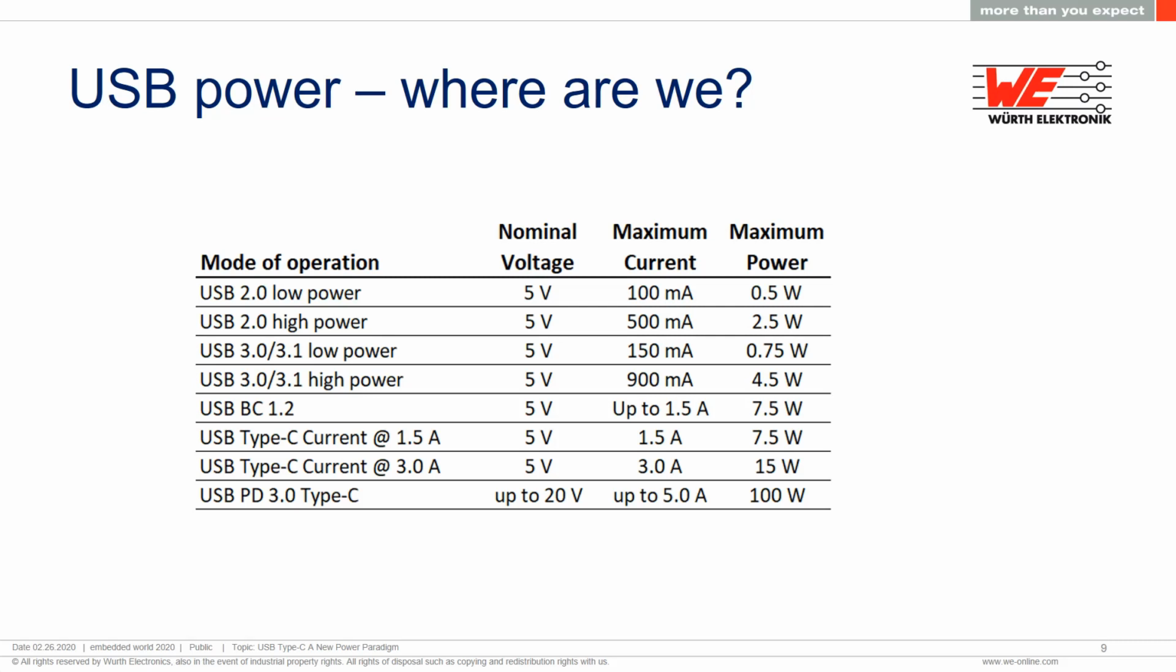The first USB Type-C power spec allowed 5 volts at 1.5 amps as well. This was later increased to 3 amps, which is still only 15 watts. It wasn't until USB Power Delivery 3 and the USB Type-C connector that voltage was increased to 20 volts with up to 5 amps, which is 100 watts.